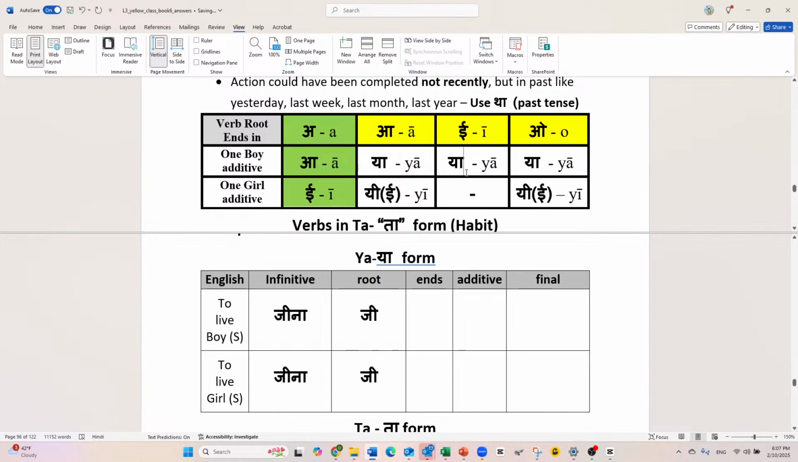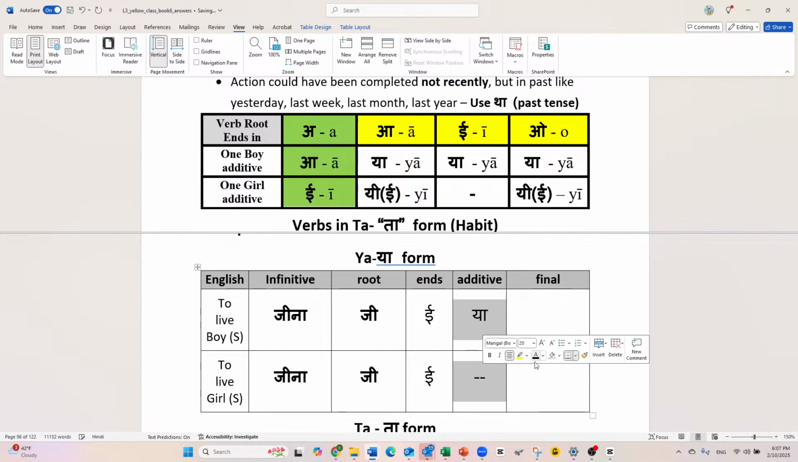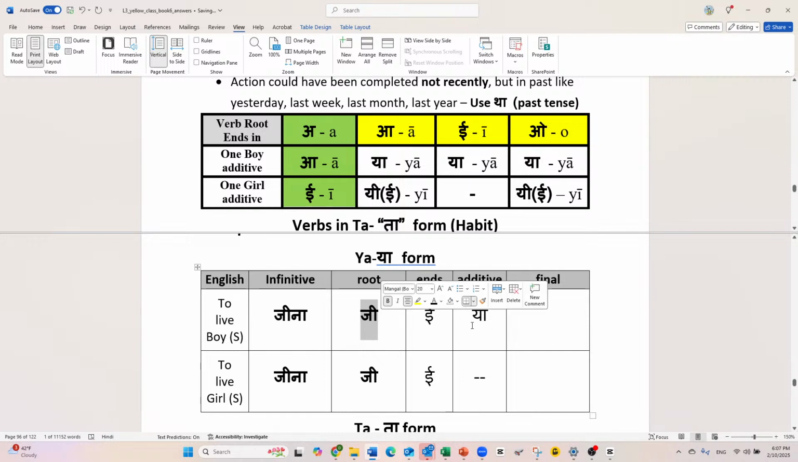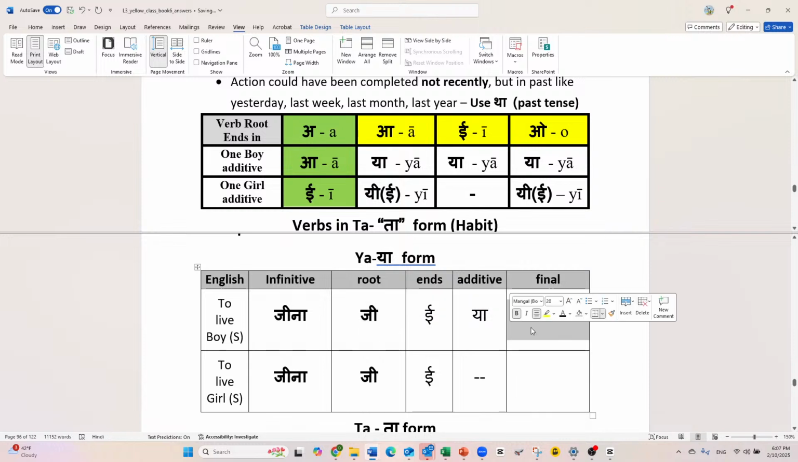Then what we do is we copy these two from here and we put them down. When we copy and put them down here, we get E, it ends in E. And what are the additives? Additives for the boys, it's going to be ya. For the girls, it's going to be nothing. Now we take this J root and add the additive. J plus ya is what, Prahlad? Jiya. And for girls, J plus nothing is what? Ji. Got it? Simple.